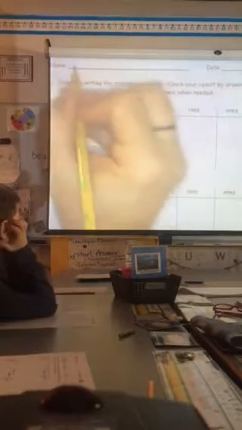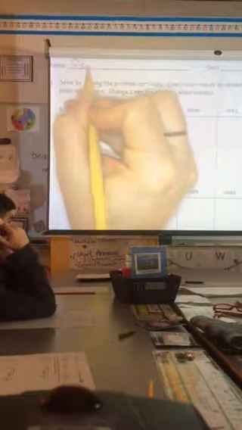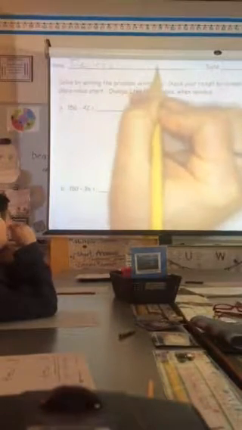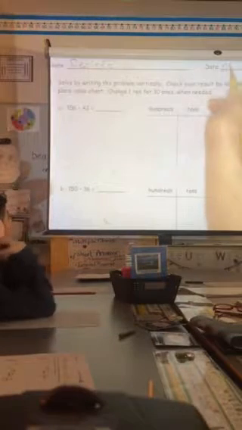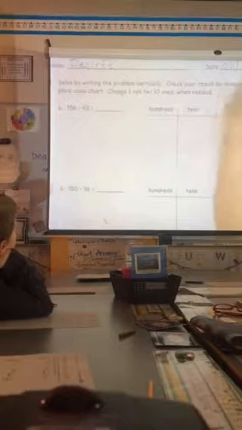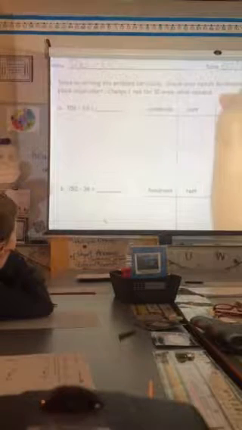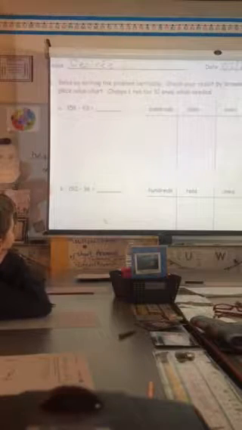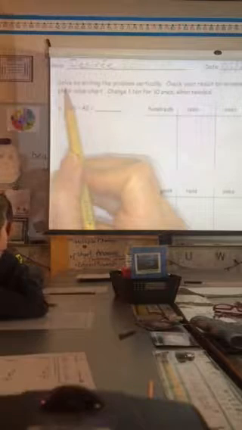Okay, well today I'm going to be modeling how to solve subtraction equations using the chip model. The chip model is kind of the next phase of the place value chart. We've been working with this for about a week now in second grade. It's end of February of second grade, and kiddos are just really moving right along with implementing this strategy to solve their subtraction equations.